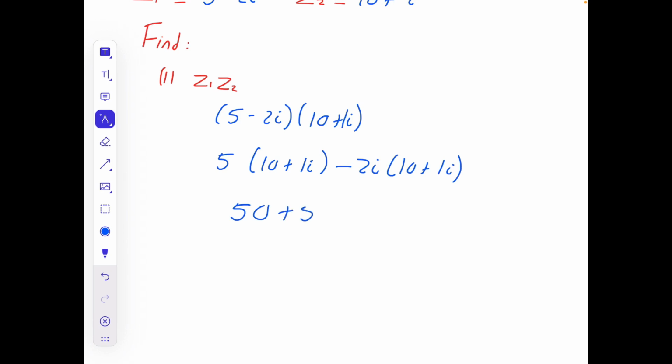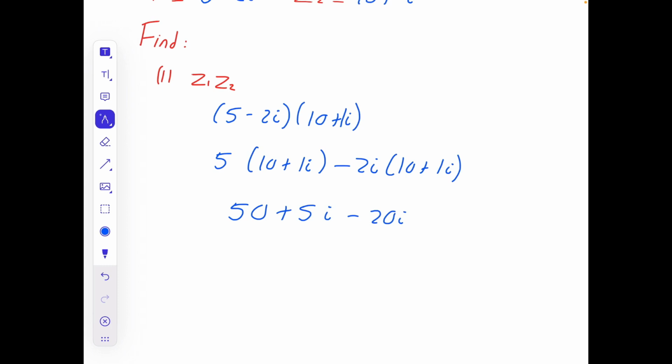Okay, 5 by 10, 50. 5 by 1i will be 5i. Minus 2i by 10 will be minus 20i. And minus 2i by i will be minus 2i squared. Tidy it up, so 50, 5i minus 20i is minus 15i. If you're not sure of that, just put 5 minus 20 into your calculator. And then we're going to change i squared to minus 1. So that'll be 50 minus 15i.